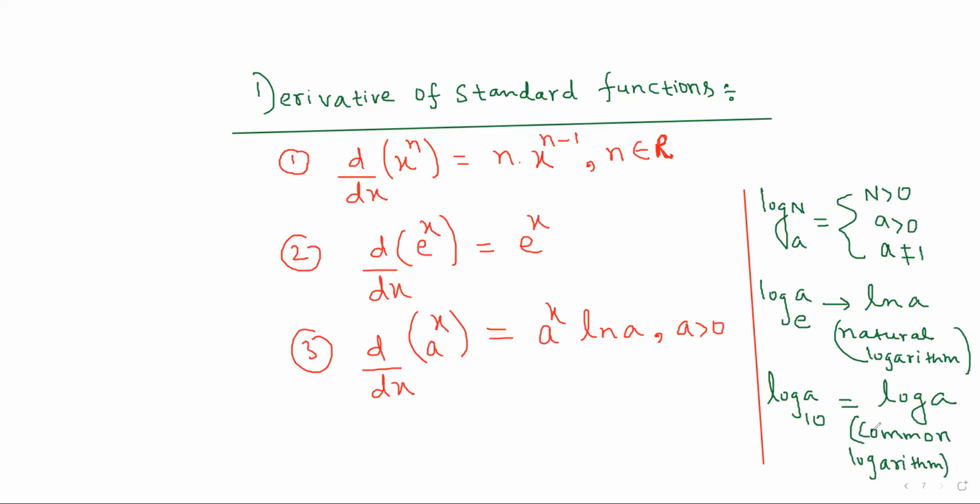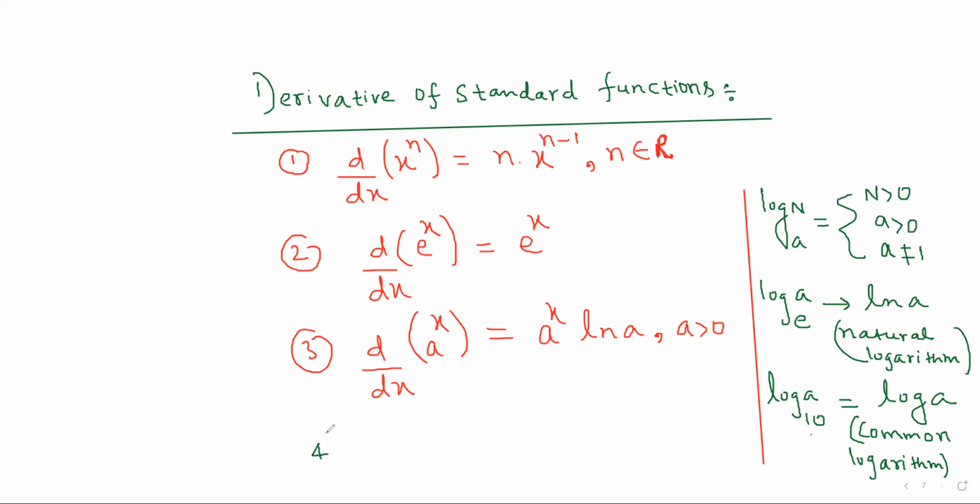Log a base 10. Base is 10, then it is called common log. Base e is simply said as natural log, and log a to the base e is simply said as ln a. Okay, beta. This is the formula number 3.